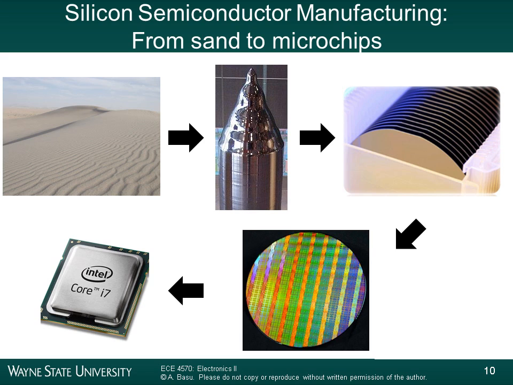Cooling is very important because silicon can only work up to 200 Celsius. Beyond that, it will not work anymore. The semiconductor starts to fail. We'll talk about why that might happen.